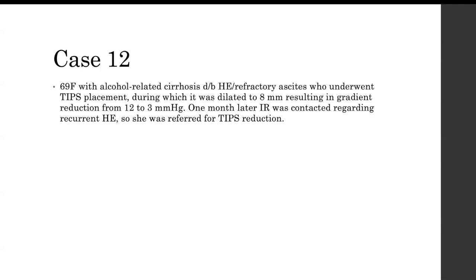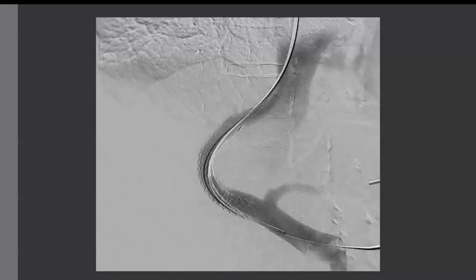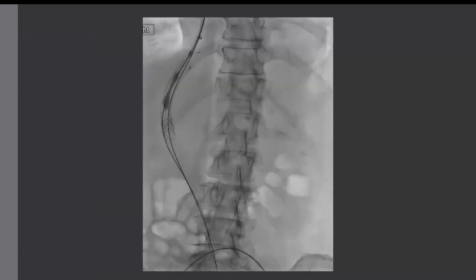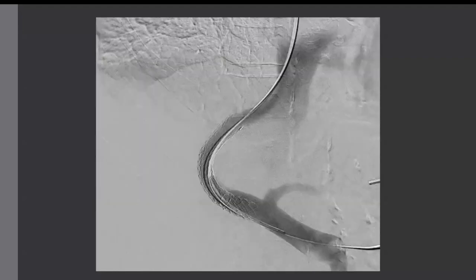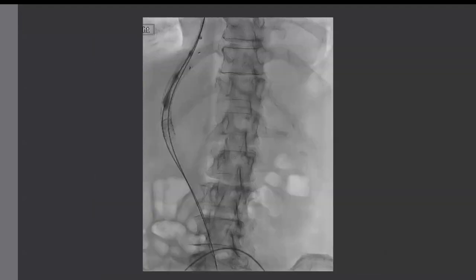This guy has a TIPS, or this woman has a TIPS. So what you can do is reduce the shunting by changing the TIPS. So here you can see the TIPS is in place. It's widely patent. But we want to make it smaller. The way to do that, obviously making the TIPS bigger is easy. You put a balloon in, you dilate the balloon up, and that makes the TIPS bigger, easy.